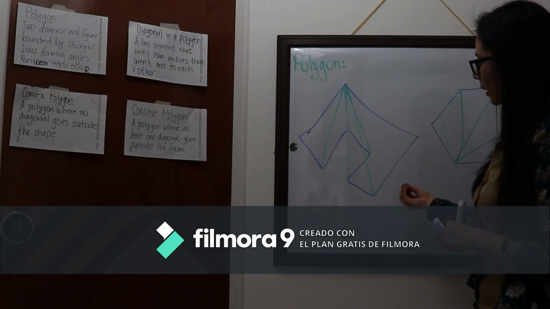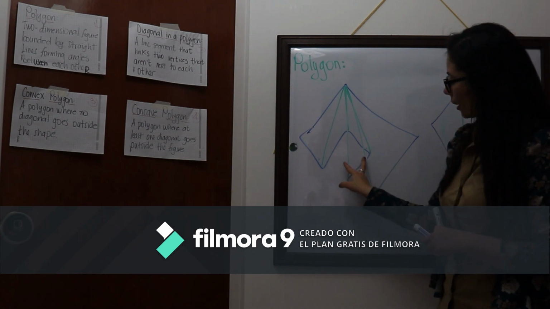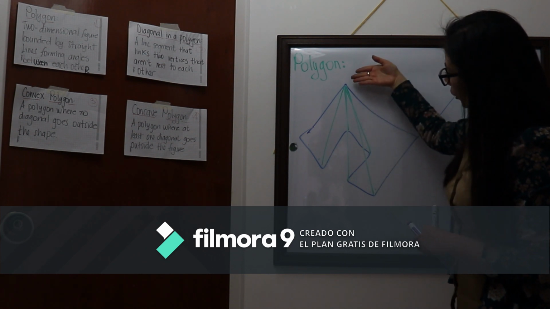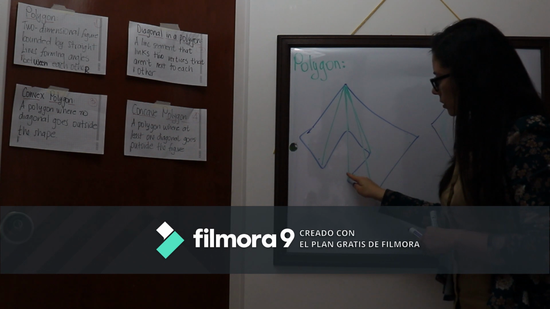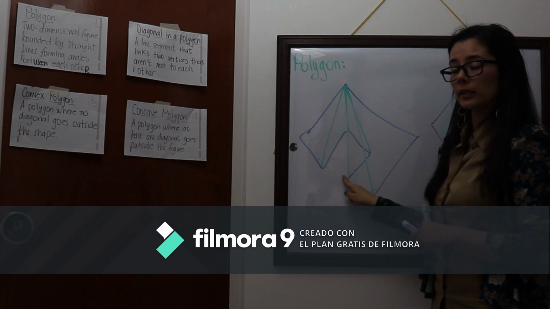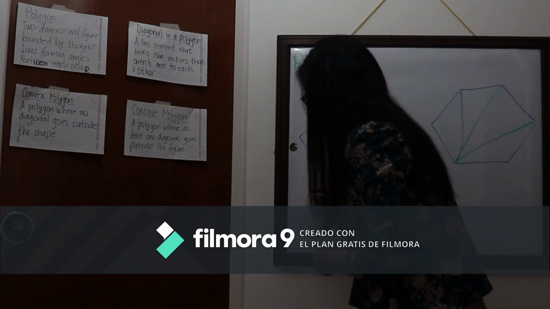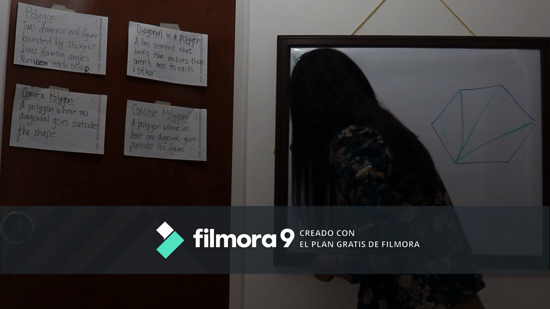Why is it a concave polygon? If you can notice, there are two diagonals here that, in order to go from one vertex to another, have to go outside of the polygon somehow, right? So we call it a concave polygon.